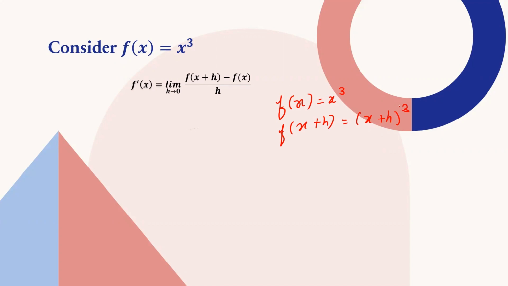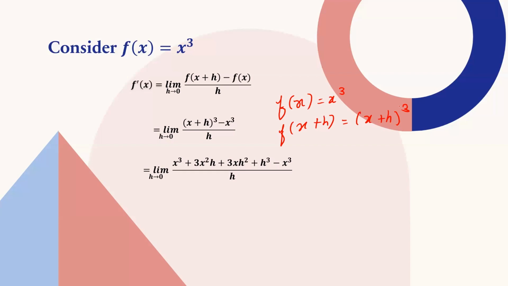So substitute f of x plus h and f of x, you will get limit h tends to 0 of x plus h the whole cube minus x cube by h. Expanded using the a plus b the whole cube formula, x plus h the whole cube is x cube plus 3x square h plus 3xh square plus h cube. So we can cancel plus x cube and minus x cube. So the next term will be limit h tends to 0 of 3x square h plus 3xh square plus h cube by h.